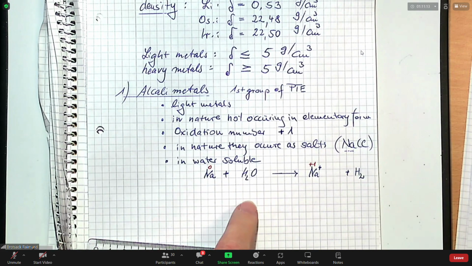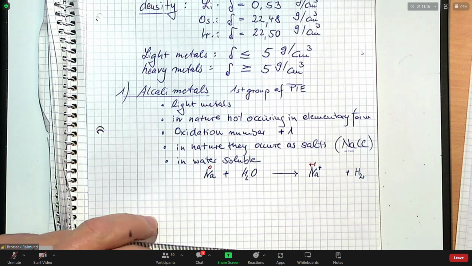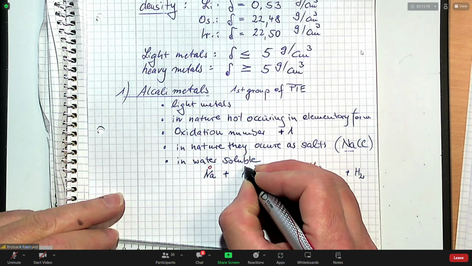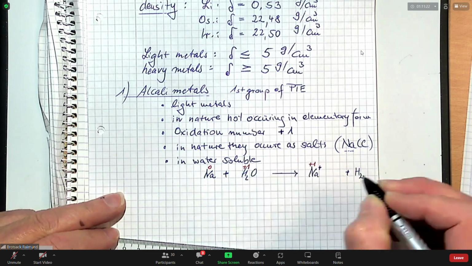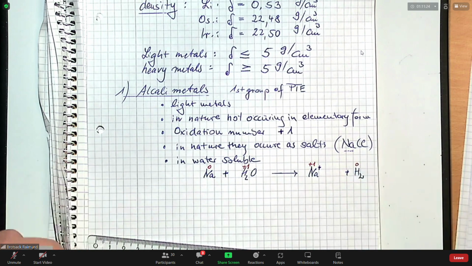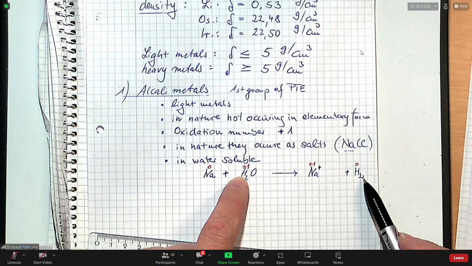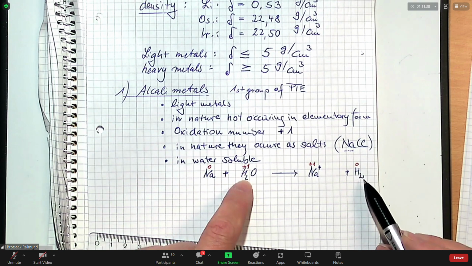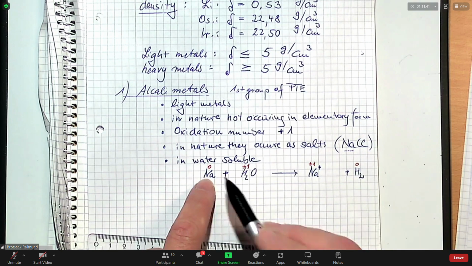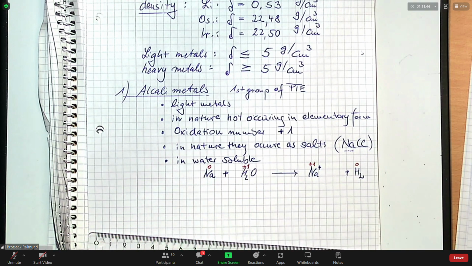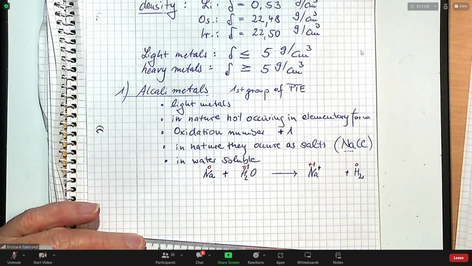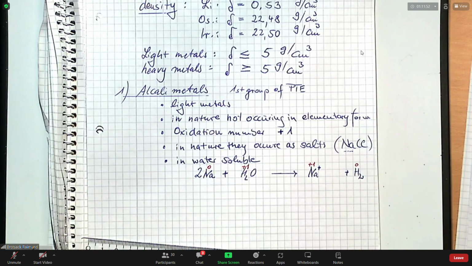And what will be reduced? Okay, what's the oxidation number in here? +1, and here 0. So we have H2 and even here 2 of them. So how many sodium do you think are needed? 2 electrons are needed to form H2 gas, because we have 2 hydrogen atoms. So here we have only 1. So how many sodium atoms are needed to create 2 electrons? 2. So we need 2 of them.